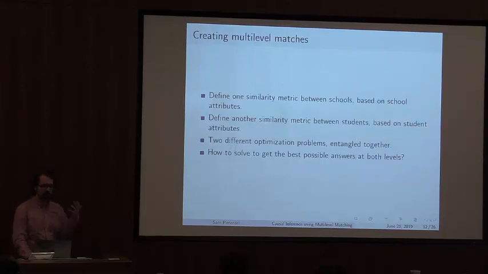For the multi-level match, it gets complicated here because even though we can define similarity metrics at both the school level and the student level based on school attributes and student attributes, these two optimization problems are now kind of entangled with one another. Depending on which school pairs you select, it's going to limit your choice of which student pairs are available and vice versa. So there's a question here about whether we just do this sequentially.